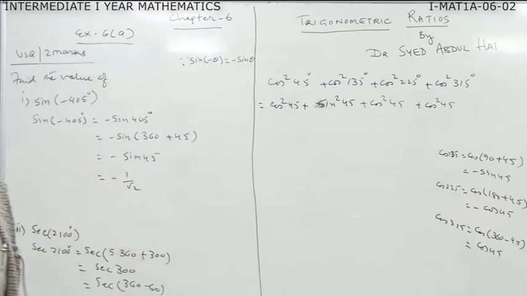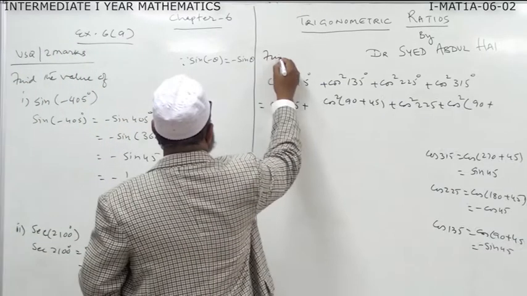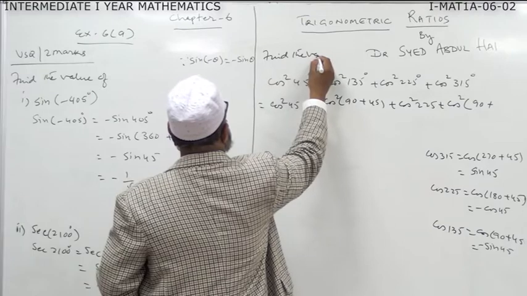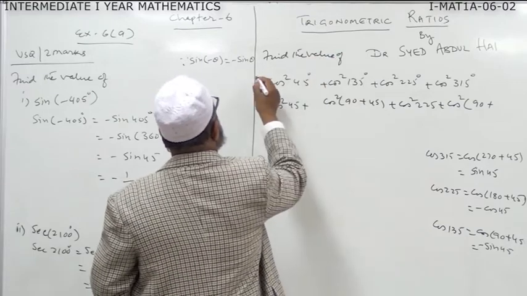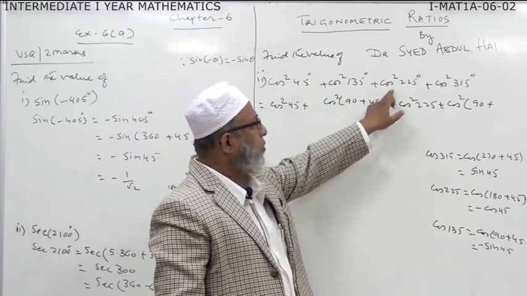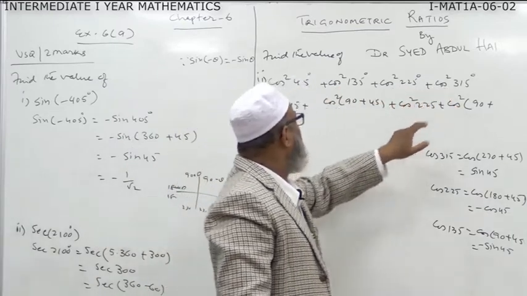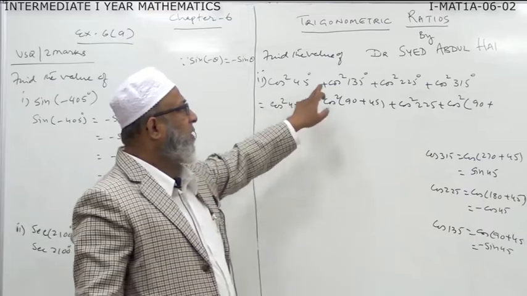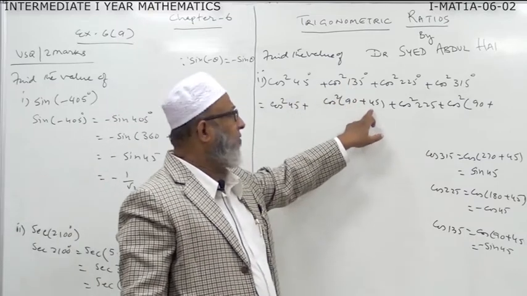Okay. Then find the value of cos square 45 plus cos square 135 plus cos square 225 plus cos square 315. Cos square 45 stays as it is. 135 can be written as 90 plus 45.